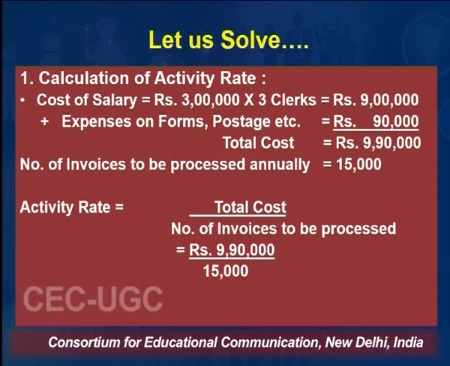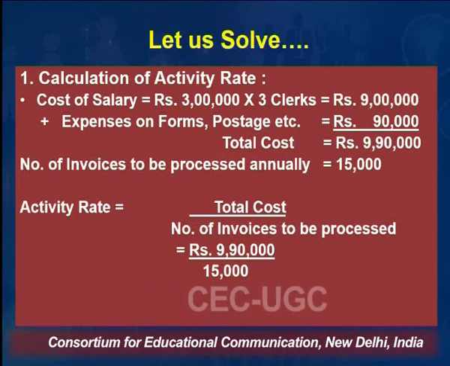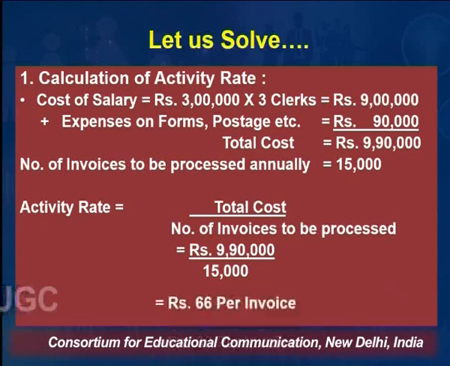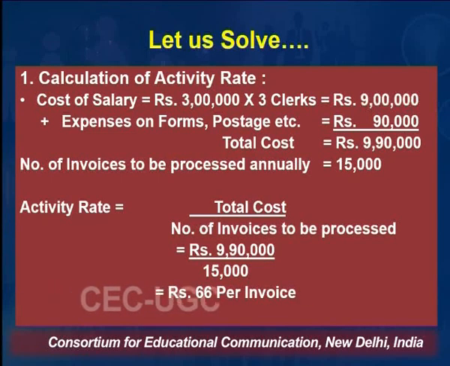What is the activity? The processing of invoices. So my activity is that these clerks have to process those invoices. If I solve it, I get a value of rupees 66, and this is my activity rate, and I would be calling it rupees 66 per invoice. So point 1 of the requirement of the question is now attempted. We have computed the activity rate. Now after this, the question was expecting us to offer a segregation of fixed and variable cost. That we will do, but the activity rate is calculated like this, rupees 66 per invoice.